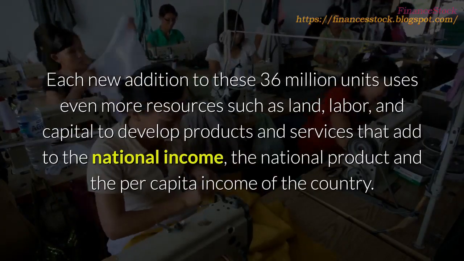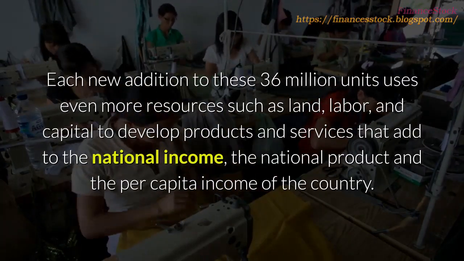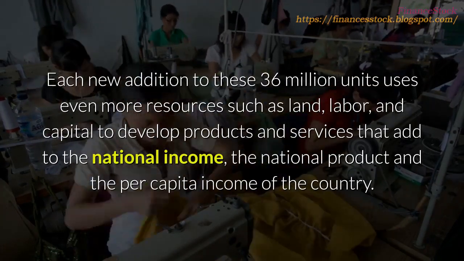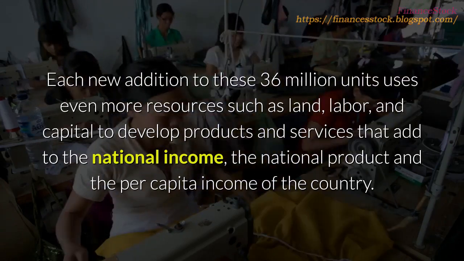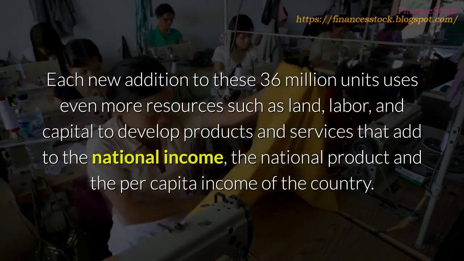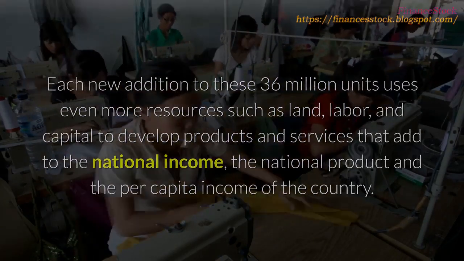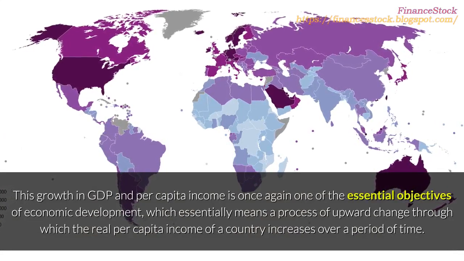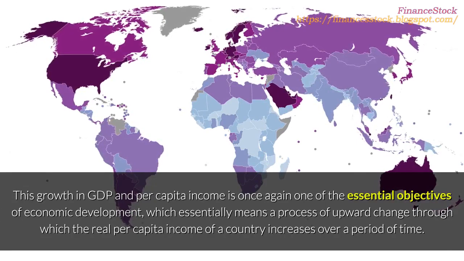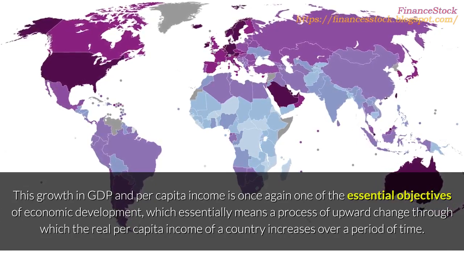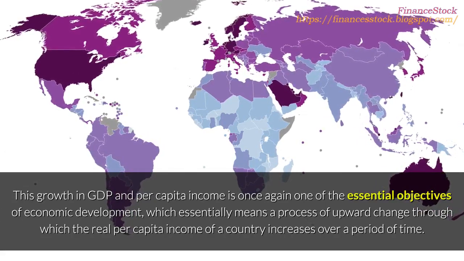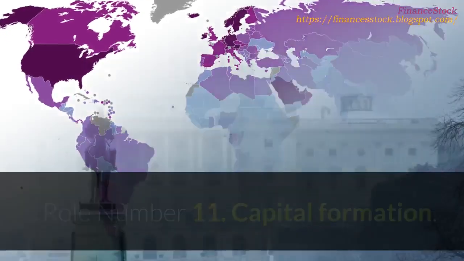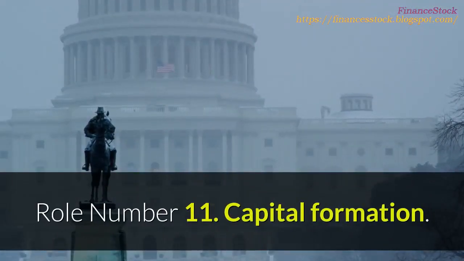Each new addition to these 36 million units uses even more resources such as land, labor, and capital to develop products and services that add to the national income, the national product, and the per capita income of the country. This growth in GDP and per capita income is once again one of the essential objectives of economic development, which essentially means a process of upward change through which the real per capita income of a country increases over a period of time. Role number 11, capital formation.